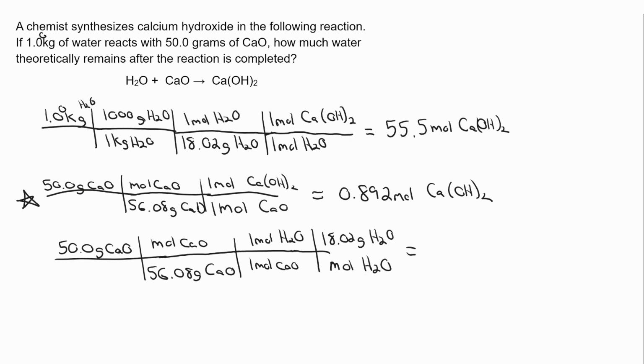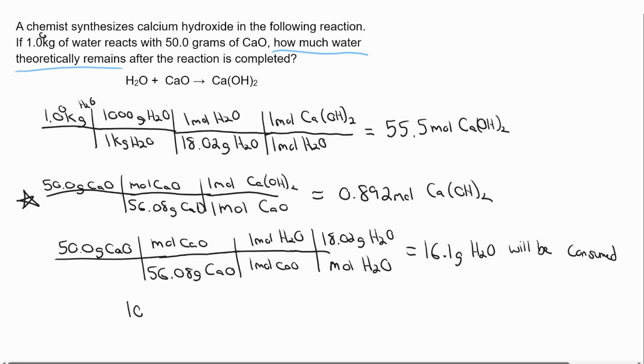Now, this calculation will actually tell us the amount of mass that is used up within this reaction, because the amount of calcium oxide that will actually be used up, which is 50 grams, will use up this much water as well. And if you calculate it out, you'll get 16.1 grams of H2O will be consumed, because this is the amount of water that is needed to react with 50 grams of calcium oxide, which means we need to figure out how much water theoretically remains after the reaction completes, right?